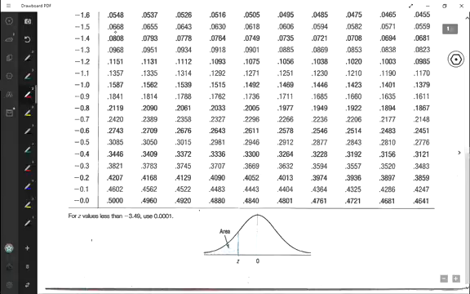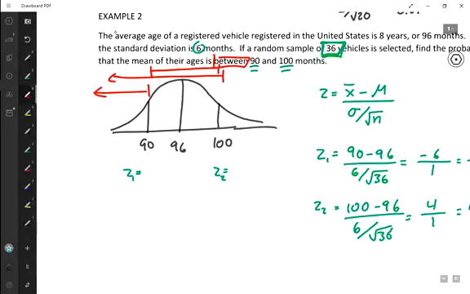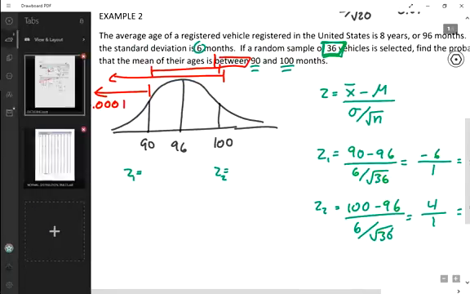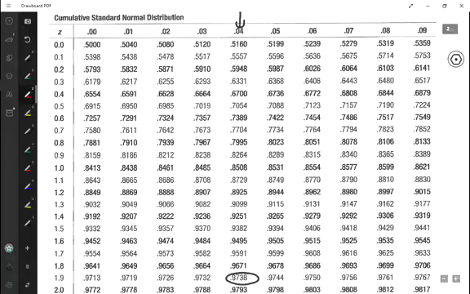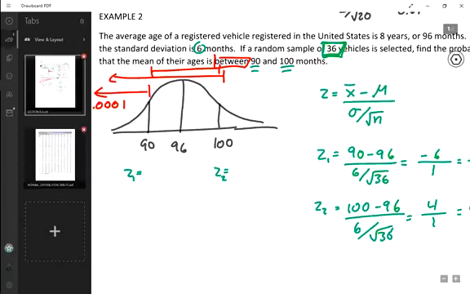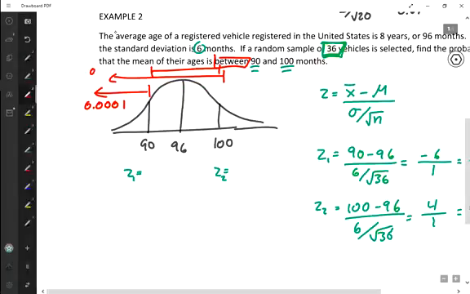Here is what it says: for z values less than negative 3.49, use 0.0001. So the area under here is 0.0001. Now we've got to look for the z-score of 4. The same exact thing happens. The z-scores only go up to 3.49. For a z-score any greater than that, we use 0.9999. So the area to the left of here is 0.9999.